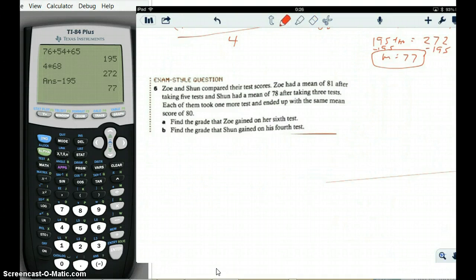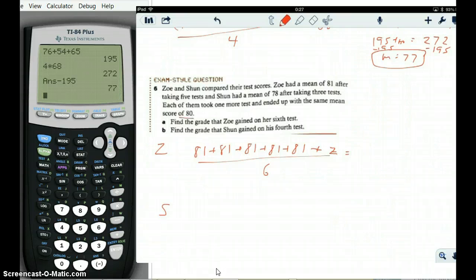Okay, so in this case, let's take Zoe and Shun. So Zoe had a mean of 81 after taking 5 tests. So let's just assume he got 81 on every one of the 5 tests. And then he took his last test, we'll just call it Z for Zoe. And then we took the average of that, and it gives us 80, because we want to get an 80.